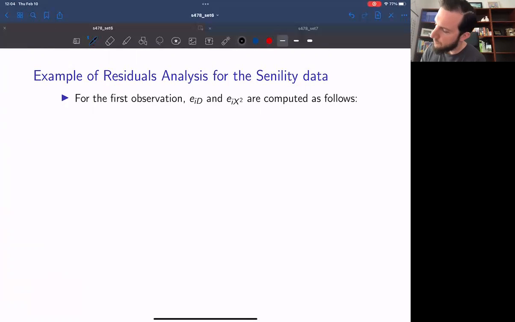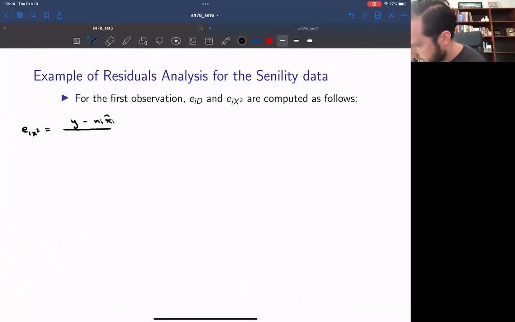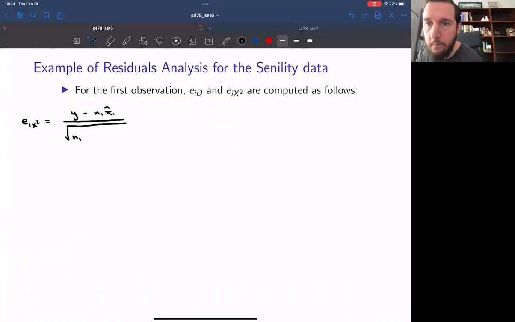So we'll do this for the first observation. E1 x squared is going to be equal to y1 minus n1 pi 1 hat, divided by the square root of n1 pi 1 hat times 1 minus pi 1 hat.